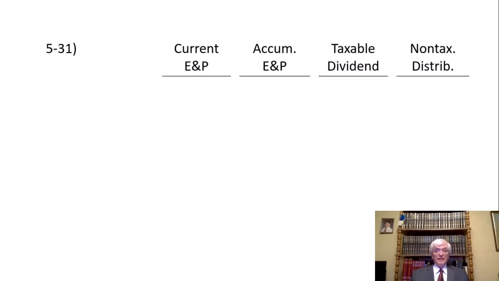Here's a nice chart I like to set up with these four headings. The two on the left are all about the corporation. What is their current earnings and profits? What is their accumulated earnings and profits? The two on the right are all about the stockholder or stockholders. What is a taxable dividend? What is a non-taxable distribution?